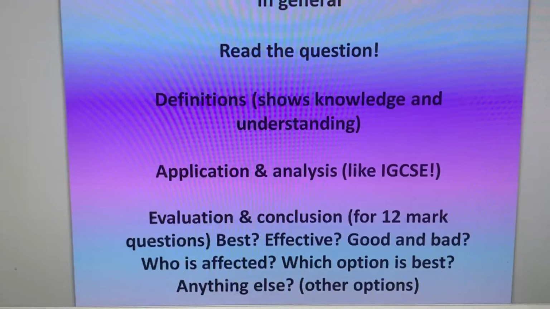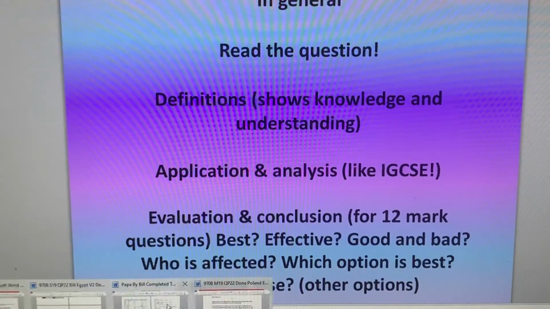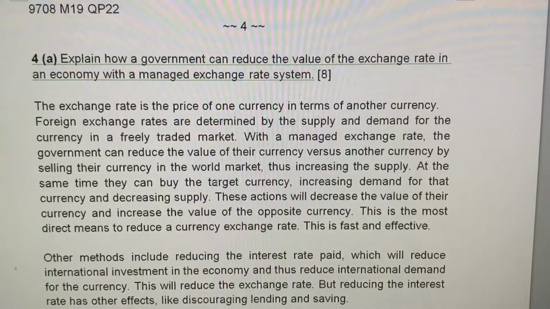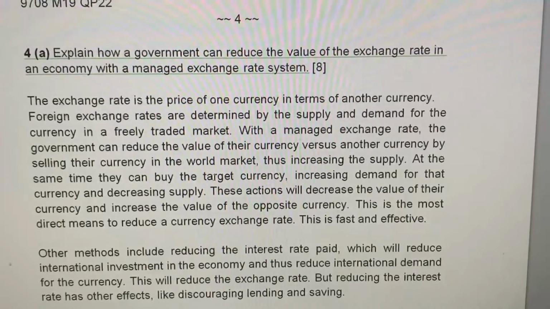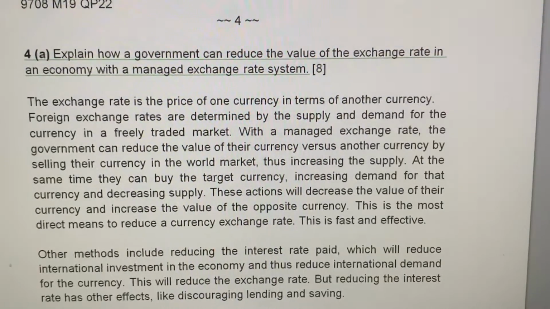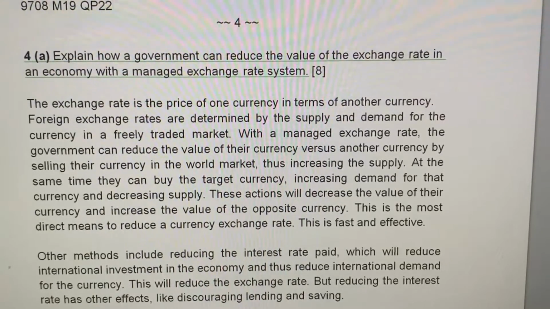So let's go to question 4a. It's here. All right. And the question is, explain how a government can reduce the value of the exchange rate in an economy with a managed exchange rate system.